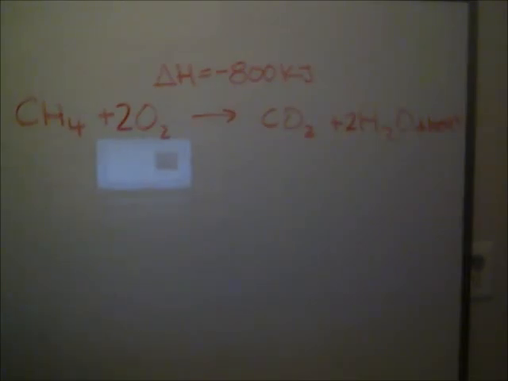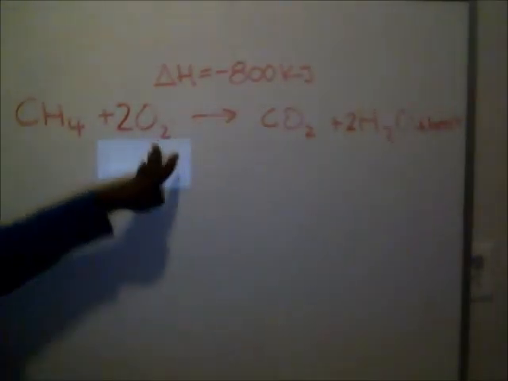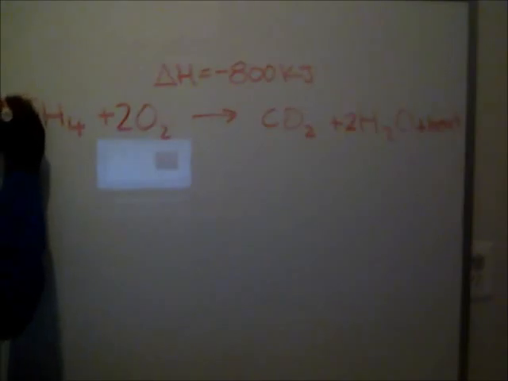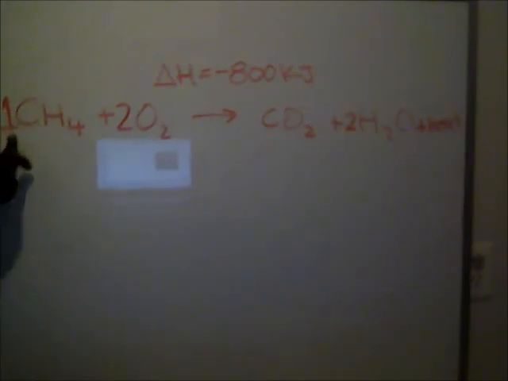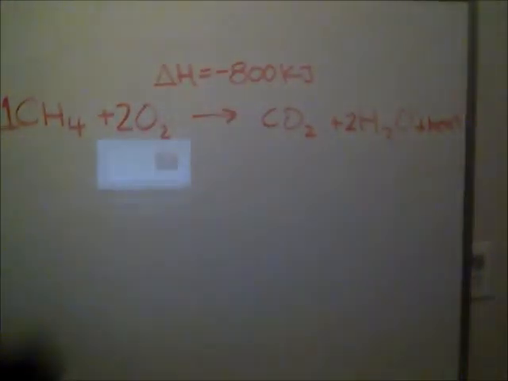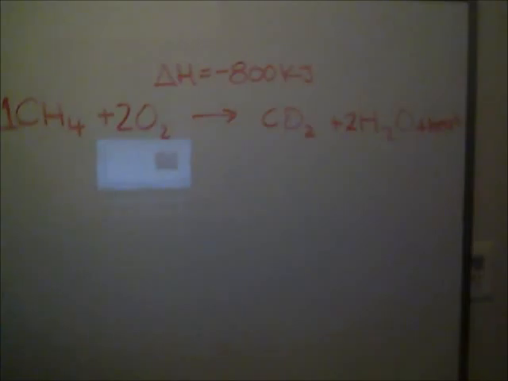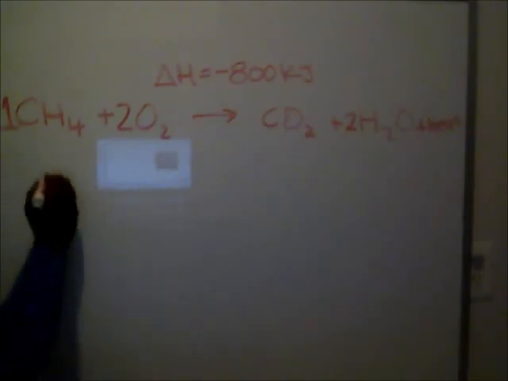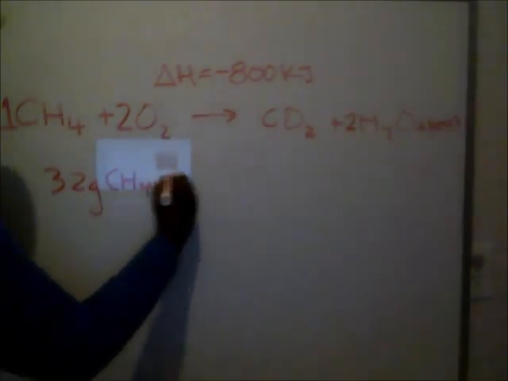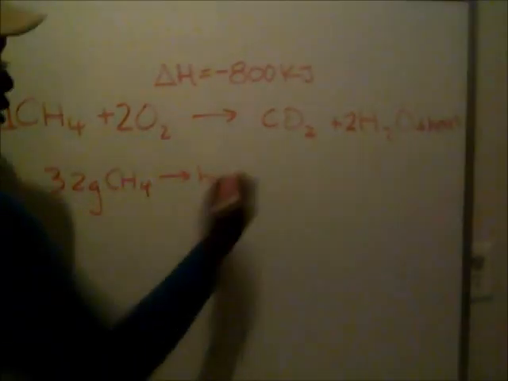Okay, so for heat of combustion, we're taking something and we're burning it. We're adding oxygen to produce carbon dioxide and water. And for every 1 mole, because there's a 1 in front of here, for every 1 mole of methane, we should be able to produce negative 800 kilojoules of energy. But let's say, as an example, we have 32 grams of methane. And the question is, how much heat can we produce?